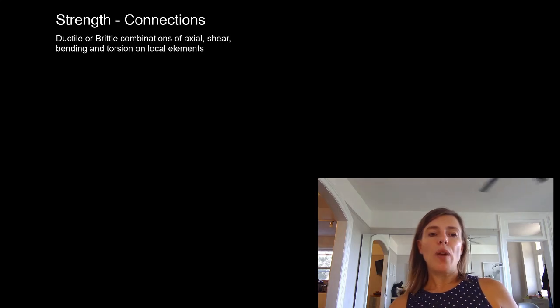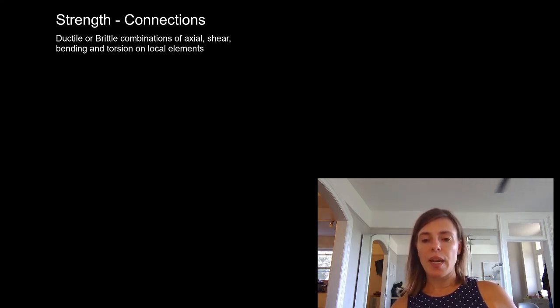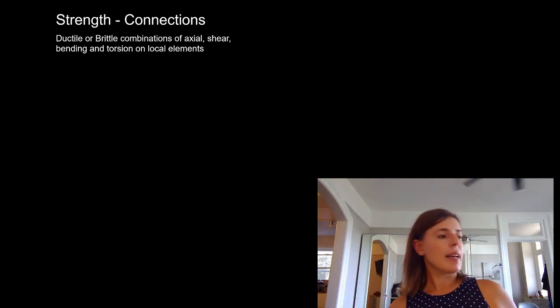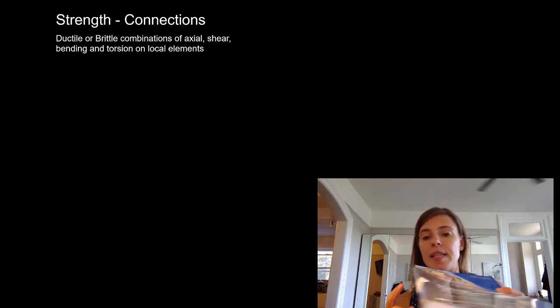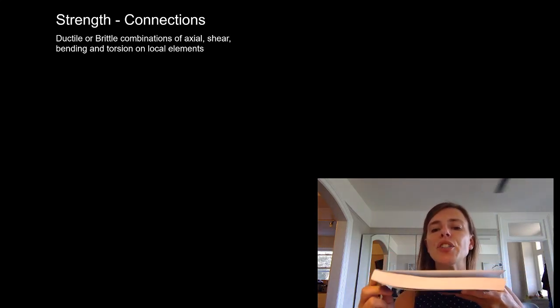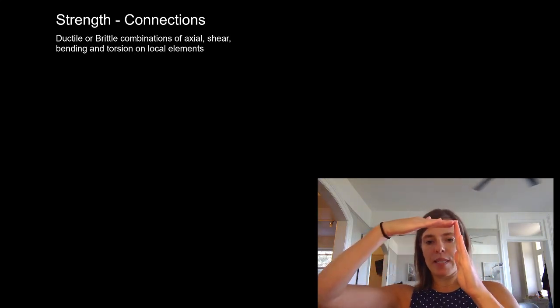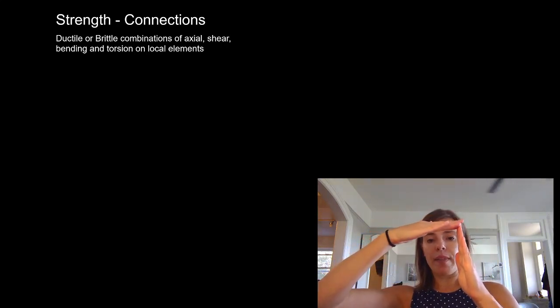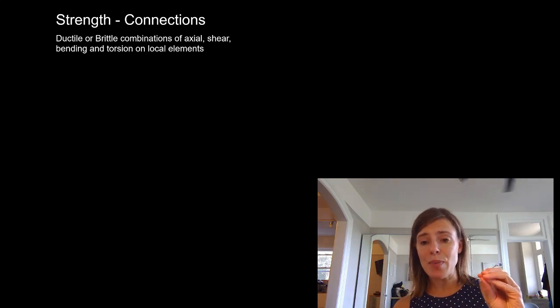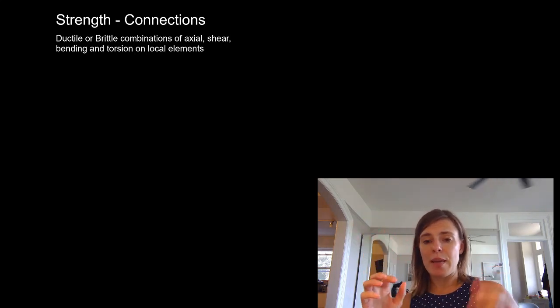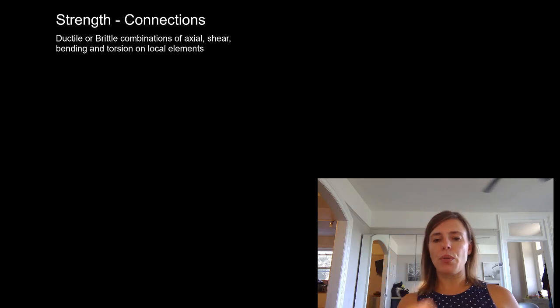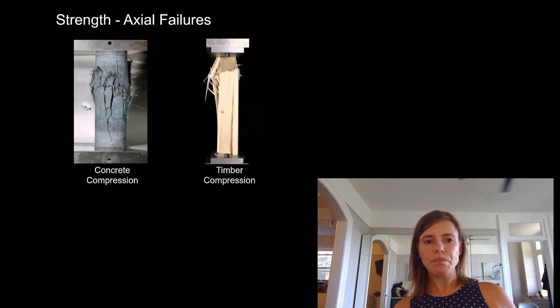So strength, we can also have connections. Connections are where any two things come together. The seam of this book is the connection of all of the pages together. When we have a beam sitting on a column, that point right there is the connection point. And that needs to be designed as well. Not just the beam, not just the column, but also the connection between the two.